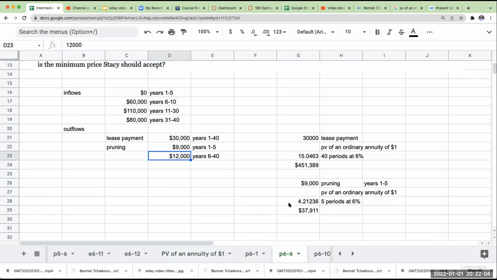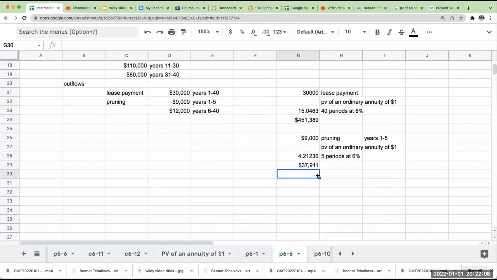So the way I want to kind of solve this, and this is what I was really thinking about, is like, let's figure out, if I take this last one over here, I've got 12,000, and this is for pruning. What I'm going to do, though, is I'm going to say years 1 through 40. And this is going to be present value of an ordinary annuity of $1, 40 periods at 6%. And this factor right over here is 15.0463.